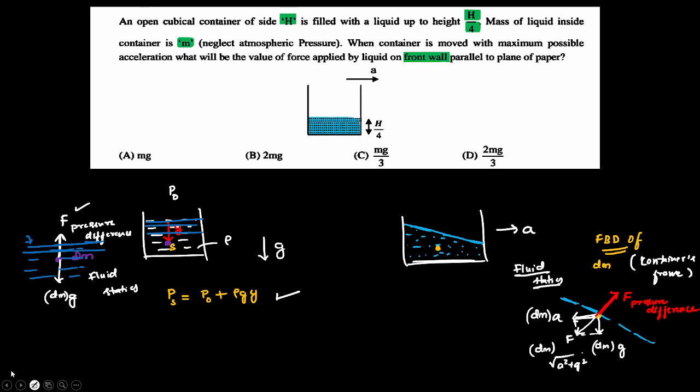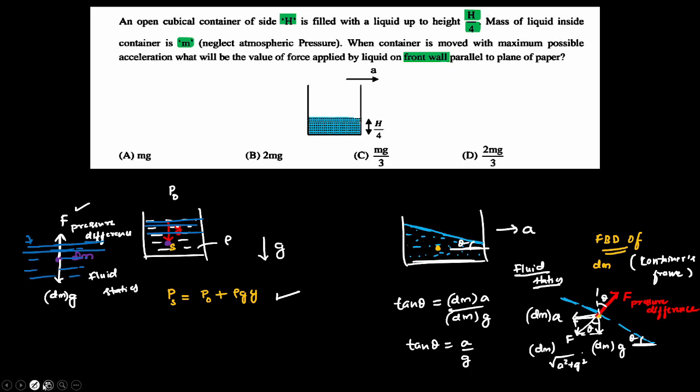Now, if you name this angle as theta, you can extend this line, and this angle also turns out to be theta, since it is the angle between the lines, the angle between their perpendiculars. So from this diagram, you can easily recognize that tan theta is going to be dm times a by dm times g. Correct? So tan theta is a by g. This is something we can analyze.